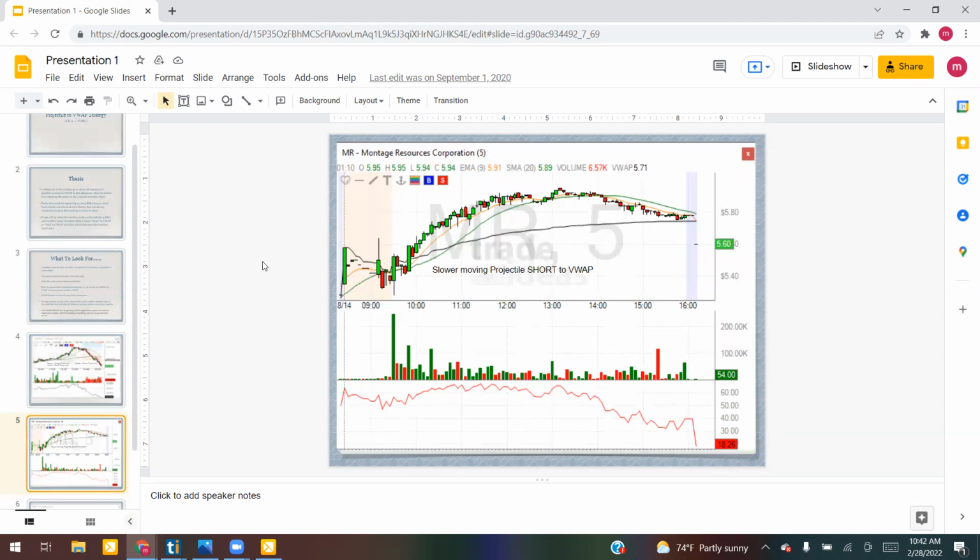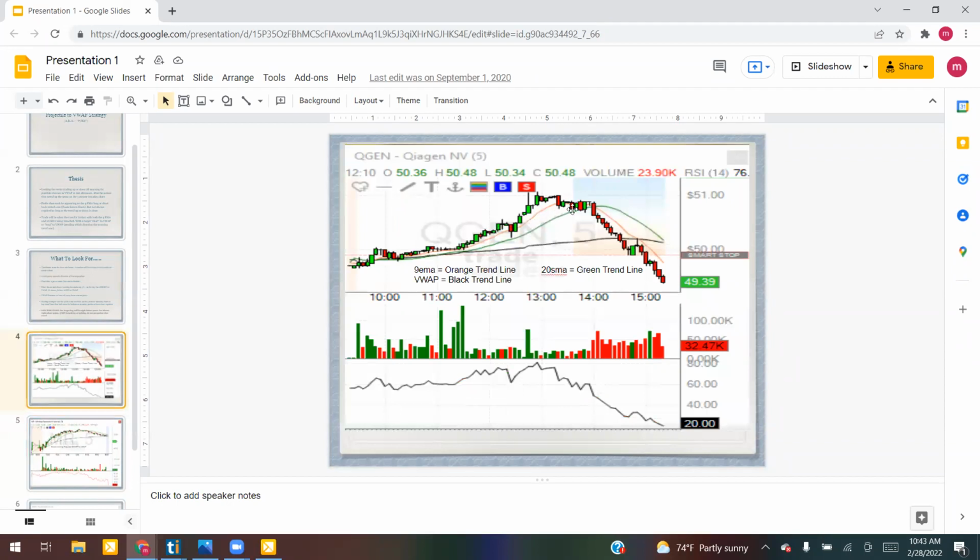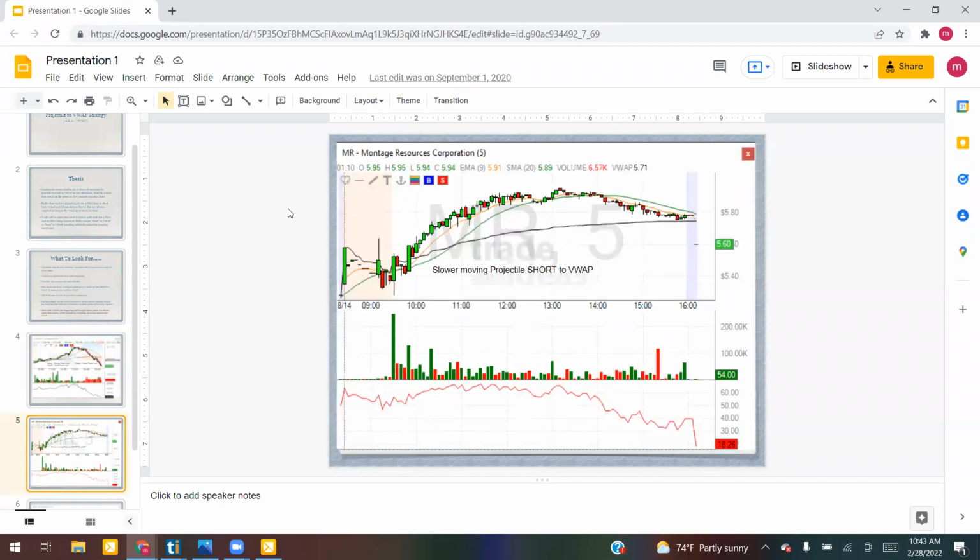Now here's an example too of a slower moving projectile short the VWAP because it had a higher float. We had a trend up during the day, some consolidation, and then price broke below the 9 EMA and the 20 SMA, and a slow trend to VWAP because of a higher float. In this earlier move, a lower float will tend to have quicker price action. Now, the flip side of that on losing trades, a lower float will move up a lot quicker and you'll tend to stop out a little bit more than on a slow moving trade like this.